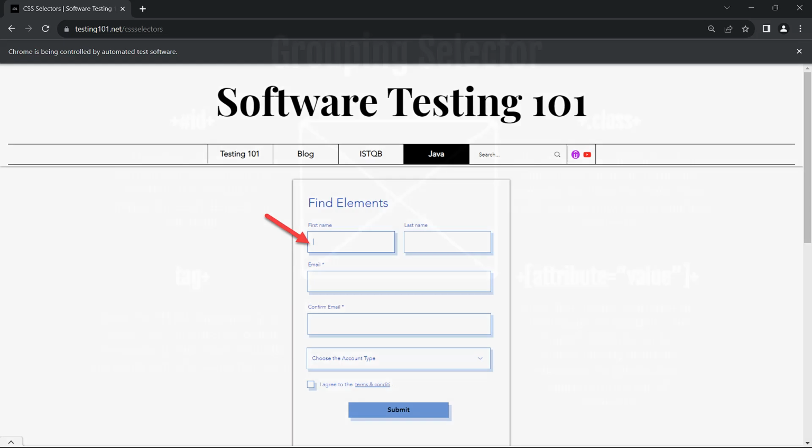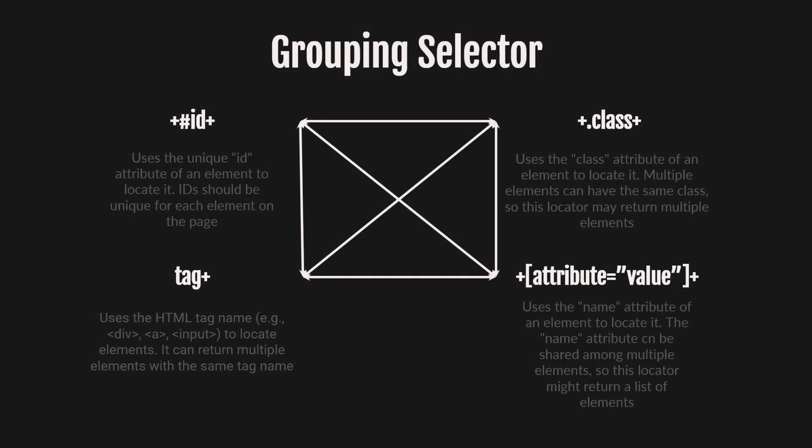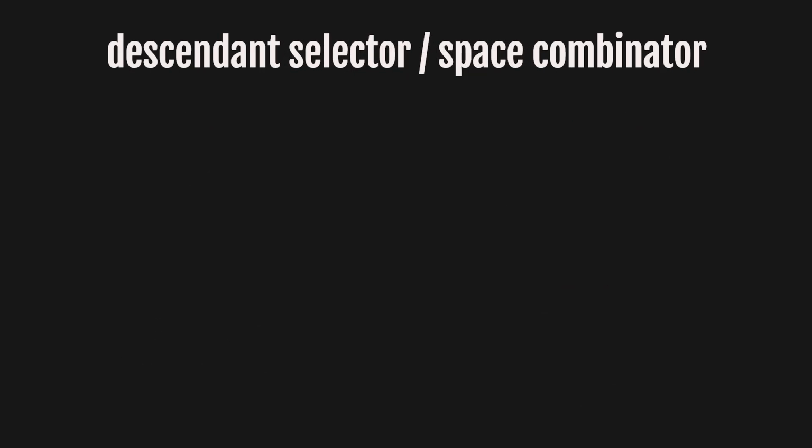CSS selectors are a huge topic and we skip a lot in this tutorial. We want to show you only the basics before we can write a real automation test. Let's learn one more important feature of the CSS selector. Descendant selector or space combinator.